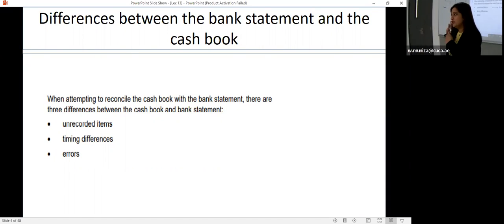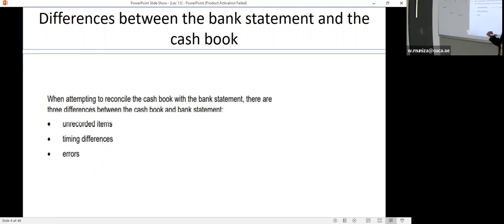So where are we going to fix them? Unrecorded items in our cash book. In order to reconcile the differences, unrecorded items are going to be written in the cash book, because in the bank statement they have already been written.